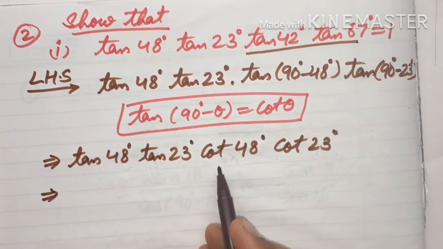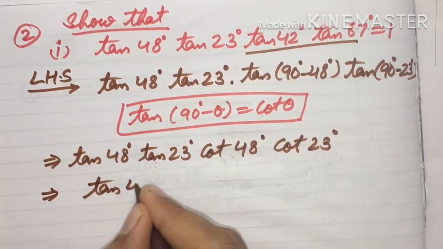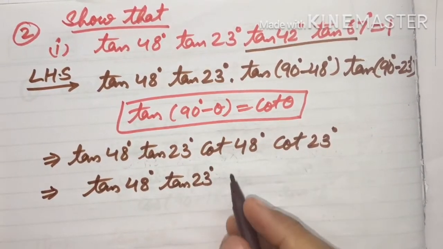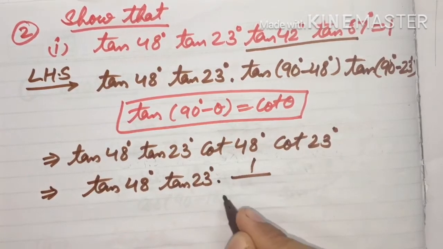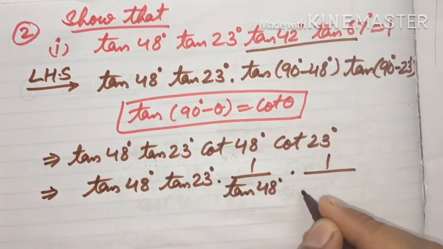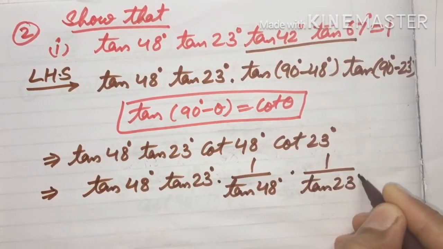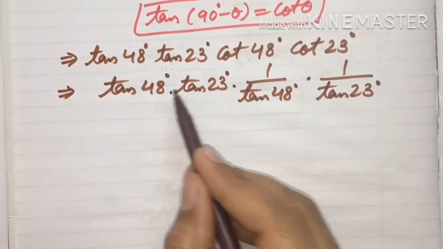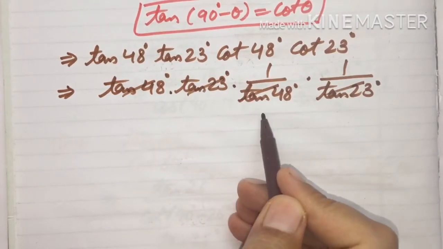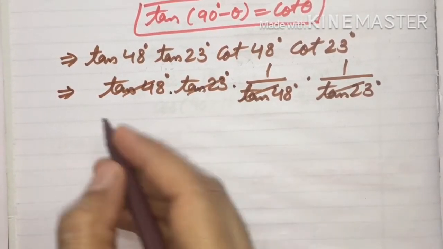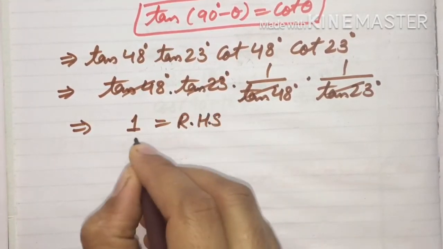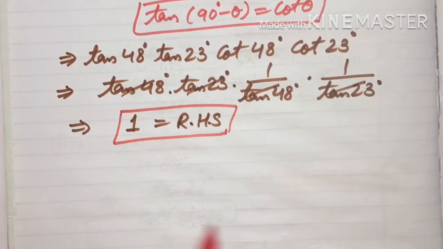So what we can do with the cot now, we will change in the tangent, tan 48 degree and tan 23 degree as it is, and this cot we can write down 1 upon tan 48 degree, and this cot again 1 upon tan 23 degree. So now these all things are in the multiplication, so we can cancel these, tan 48 to tan 48 and tan 23 to tan 23, and the answer is 1, and this is equal to right hand side.